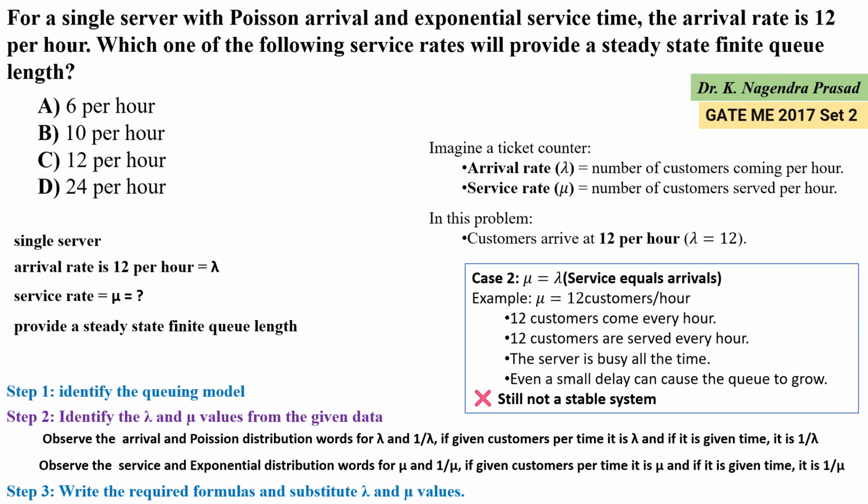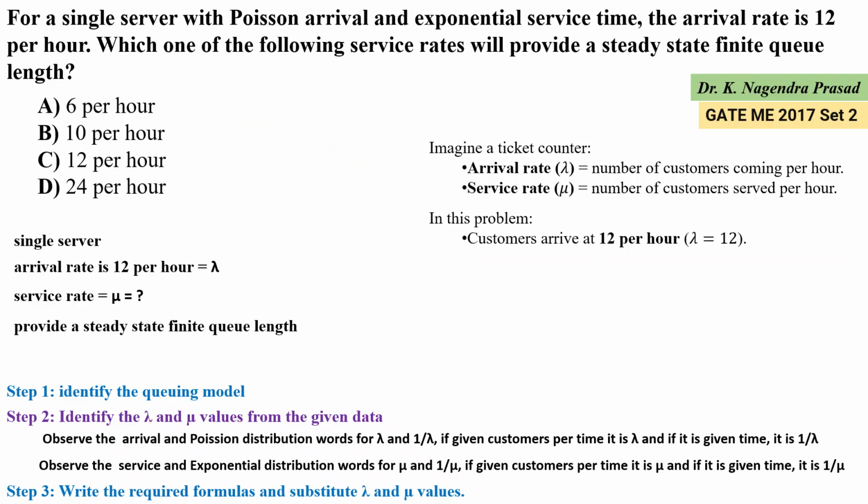Case 2 is mu equal to lambda, where the service rate is equal to the arrival rate. In the data, lambda is 12. Let's consider mu also equal to 12, which means 12 customers are coming every hour and 12 customers are served every hour. In this case, the server is always busy all the time, so even a small delay can cause the queue to grow. So this is also not a stable system. If mu is less than lambda or mu equals lambda, the system is not stable. So let's see the third case.